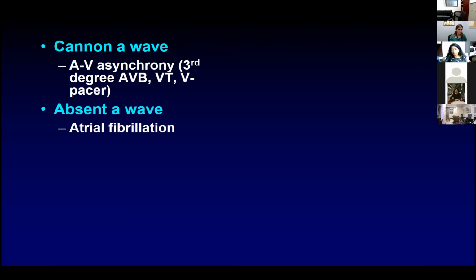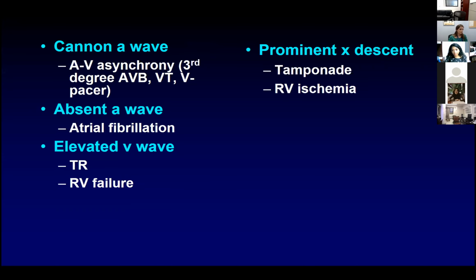You'll get an absent A wave in atrial fibrillation. As you remember, again, A wave represents the atrial contraction. In atrial fibrillation, there's no real atrial contractions happening. Elevated V waves, which normally would happen in ventricular systole when the tricuspid valve is closed. You'll get a big V wave when you have TR because the tricuspid valve is, instead of being closed, open and there's blood flowing backwards into the atrium. And in RV failure as well, similar physiology, essentially there's blood flowing backwards in RV failure because the blood is not flowing forward.